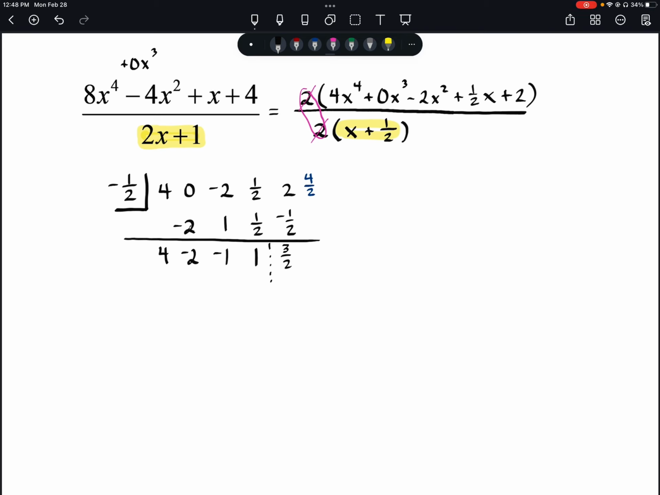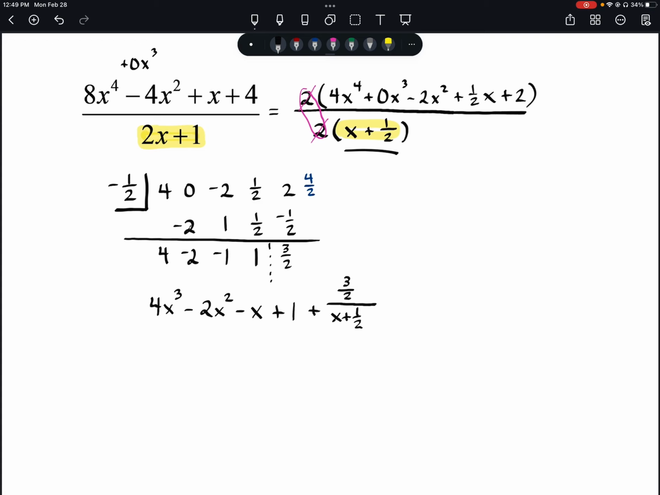All right, so we've got 4 numbers on the left, so we know that that's degree 0, 1, 2, 3. So we have 4x to the 3rd minus 2x to the 2nd minus 1x plus 1. And then we have plus 3 over 2 over our x plus 1/2.